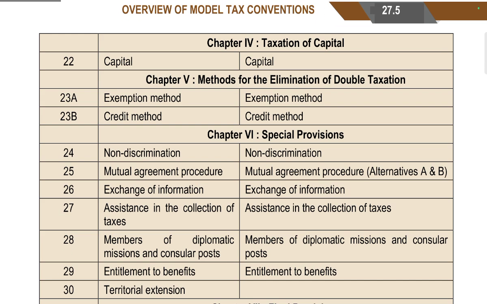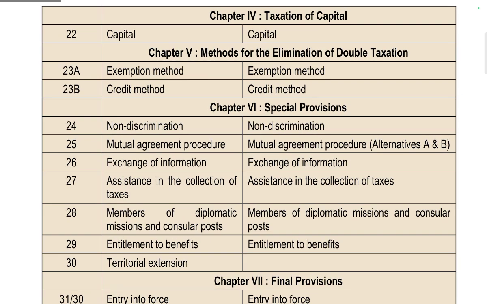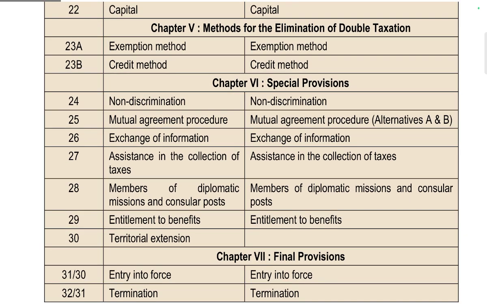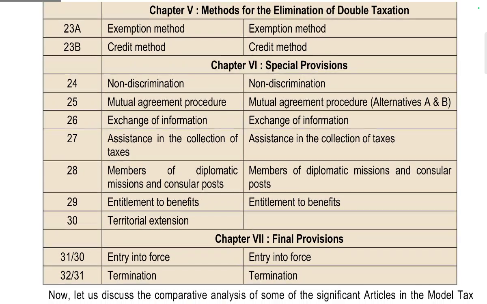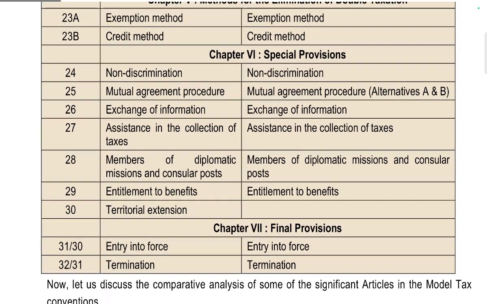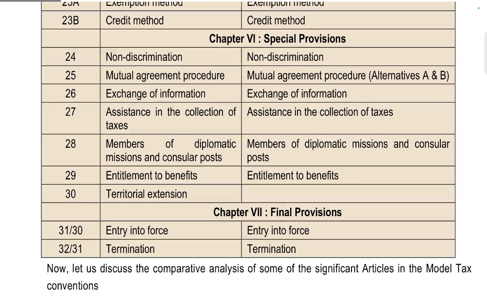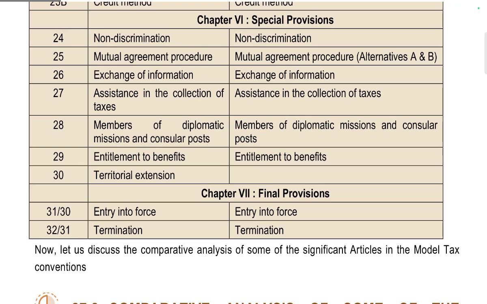Article 23A, exemption method; Article 23B, credit method. Then the special provisions: Article 24, non-discrimination; Article 25, mutual agreement procedure, with alternatives A and B; Article 26, exchange of information; Article 27, assistance in the collection of taxes.